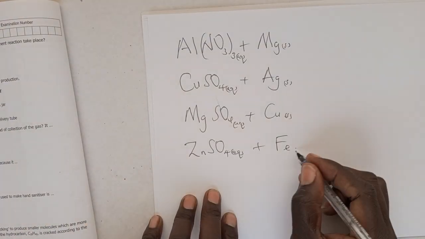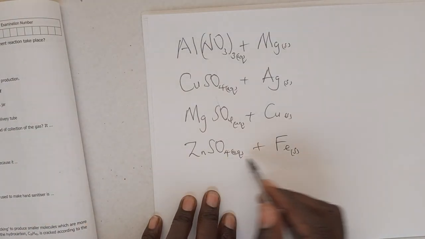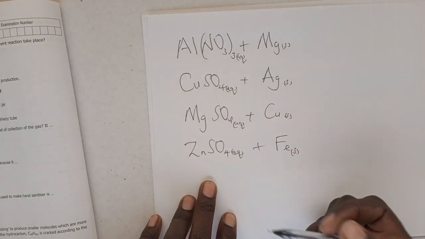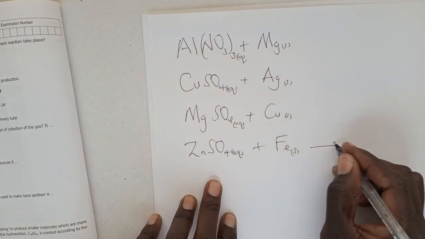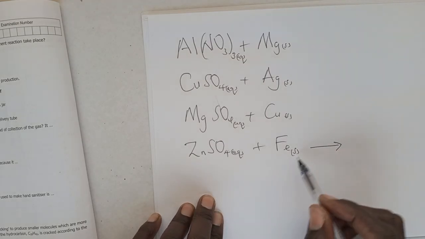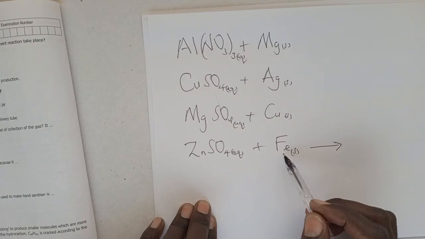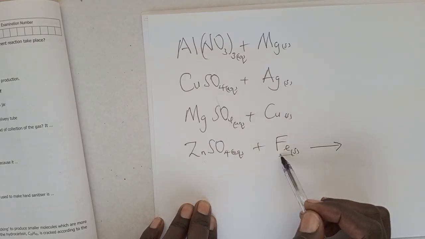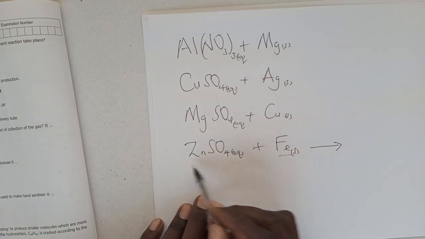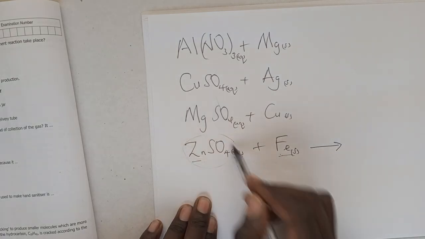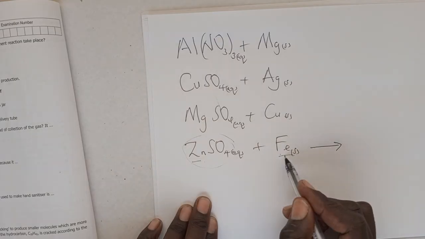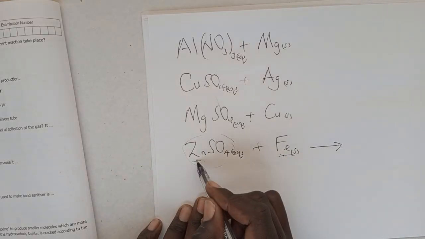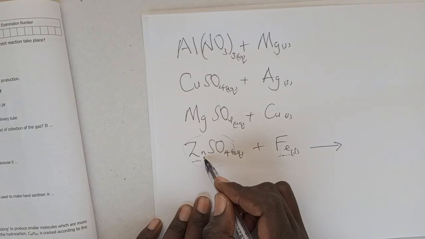Now, which one of these, when they react, displacement will take place? So here, what you need to understand is that displacement reaction will take place if the metal which is reacting with a compound is more reactive than the metallic ion in the compound. I hope you understand that. If iron is more reactive than zinc, then displacement reaction will take place.